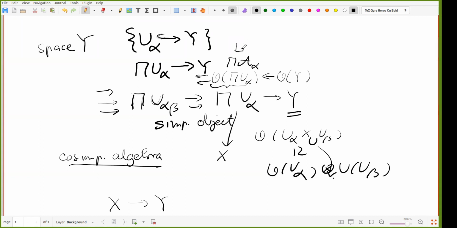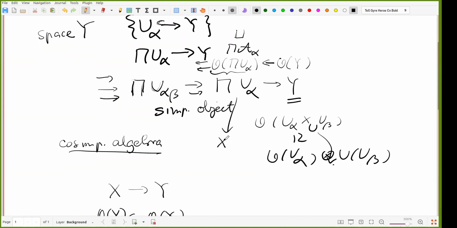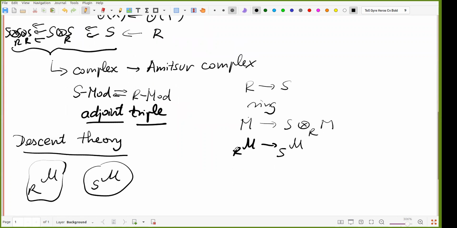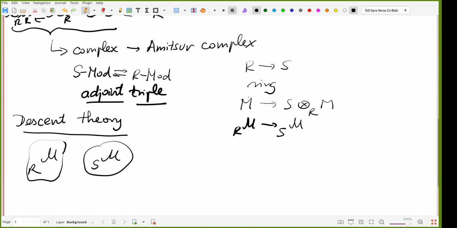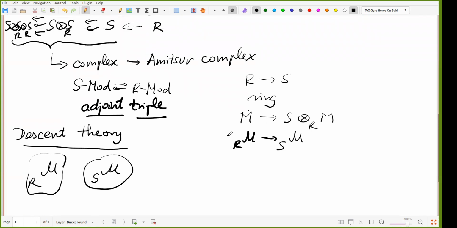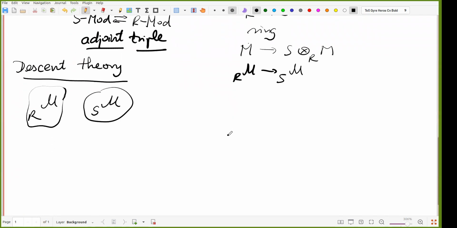Here you have basically some sort of co-product. Tensor product is a co-product in the category of commutative rings. For non-commutative rings, it's a free product. There is some problem with this, but it's actually not a problem if you understand what you are doing.